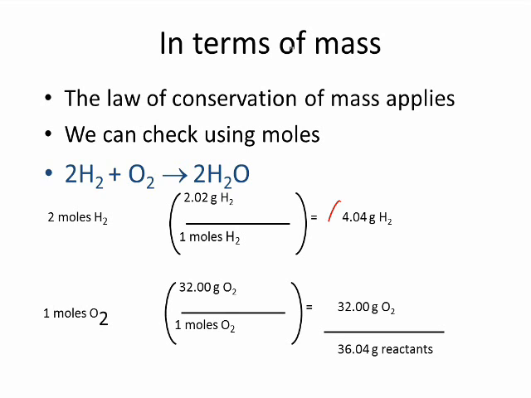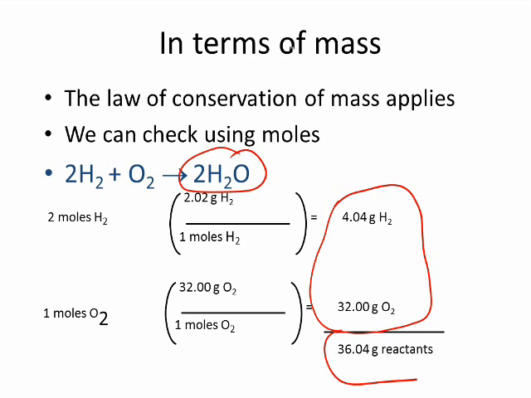But what we're looking at here is the reactants. The water is going to be conserved. This is the reactants: 36.04 is H2 plus O2. And that's the same number that we should get when we add up H2O.